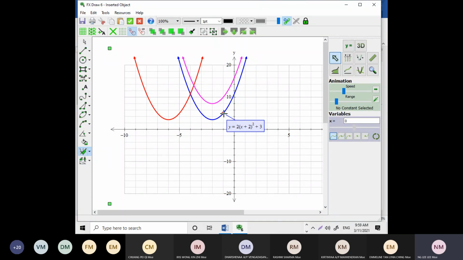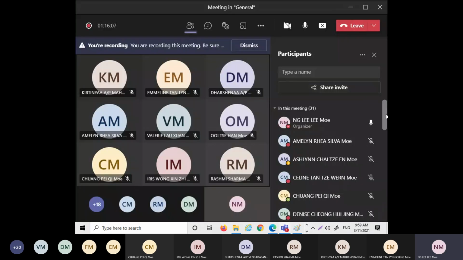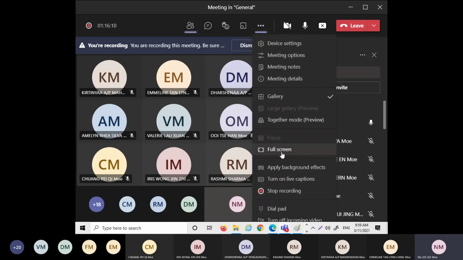For part B, the graph shifts to the left. So this is the part B question, with H changed to -6. And then for part C, the graph moves upward. So this is for part C, where K changes to 8. Okay, that's all. I stop recording.